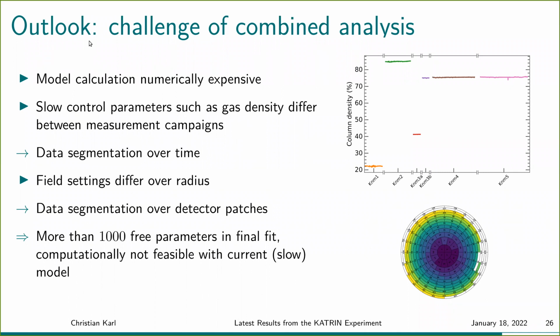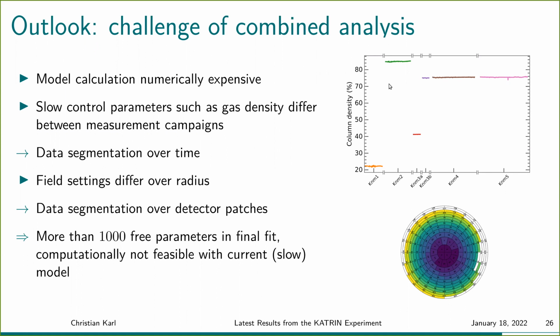I apologize. I really don't know how this can happen. So the model calculation in KATRIN is numerically quite expensive, and this is just numerically the case because we have lots of numerical integrals which are nested. And in addition, we will have quite segmented data. So slow control parameters such as the gas density differ over the various measurement campaigns, as you can see here.